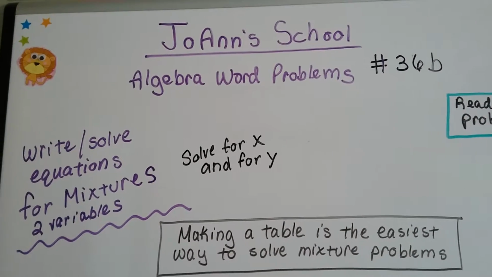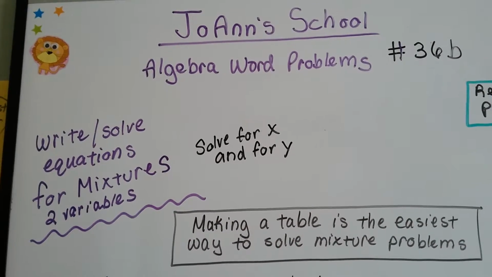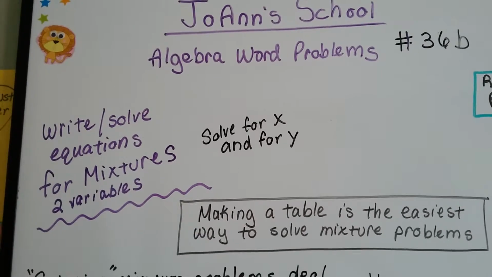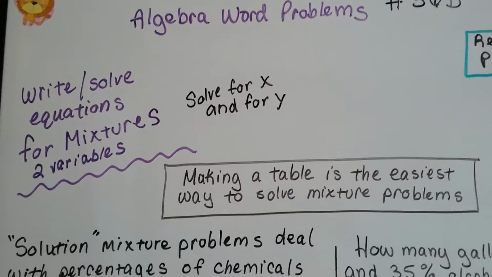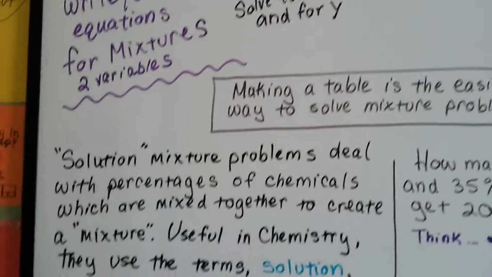Algebra word problems number 36b. Write, solve equations for mixtures, two variables. We're going to solve for x and y. Making a table is the easiest way to solve mixture problems.